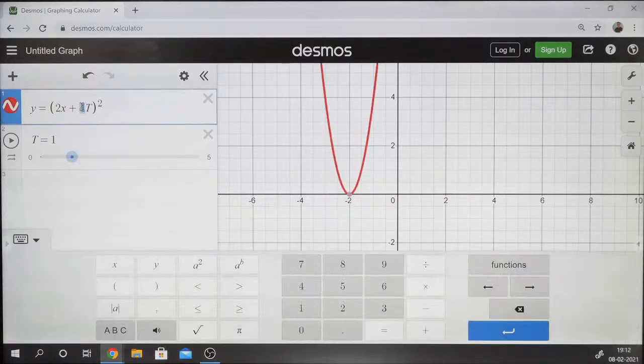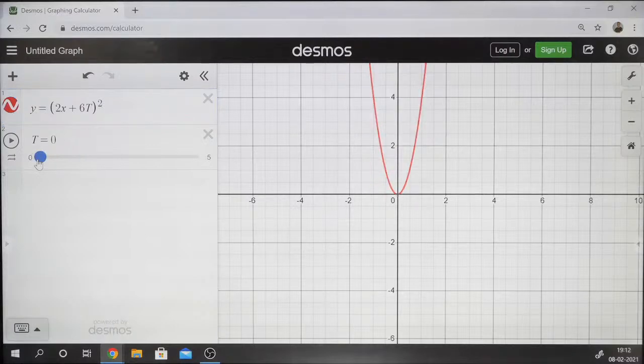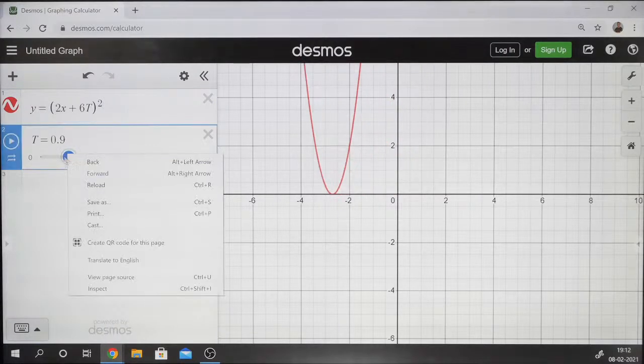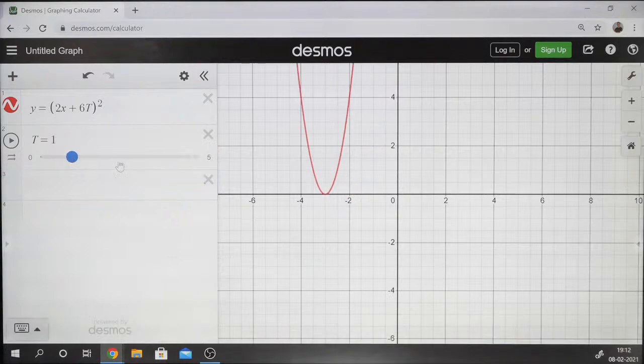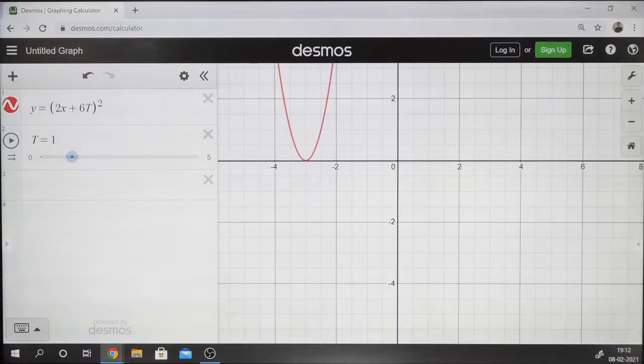Let me make this 6. Now what is 6 divided by 2, guys? 6 divided by 2 is 3. So let's see what happens in 1 second. Check this out. In 1 second, it has moved exactly 3 units. 6 divided by 2. I hope you can see that. Very good, minions.